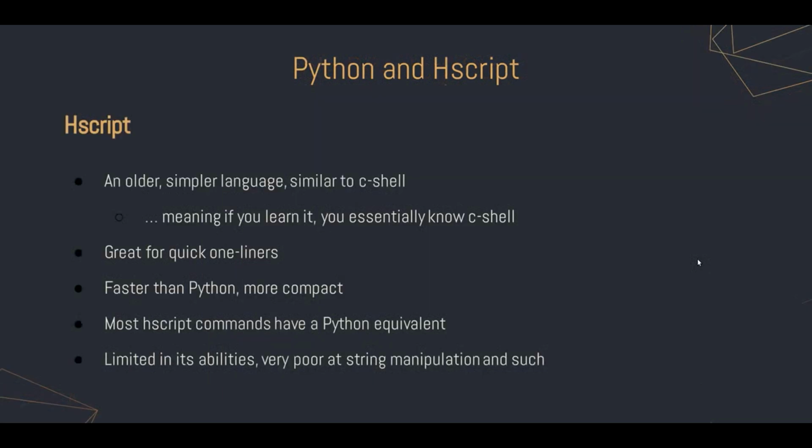We are going to be using both Python and Hscript. Hscript is an older, simpler language similar to C Shell. It's been around for more than 20 years. So that means if you learn Hscript, you've essentially learned C Shell. It's great for quick one-liners. It's faster than Python. It's more compact. Most H commands have a Python equivalent if you want to port it over to Python at any point, but it is very limited in its abilities. It's very poor at string manipulation.